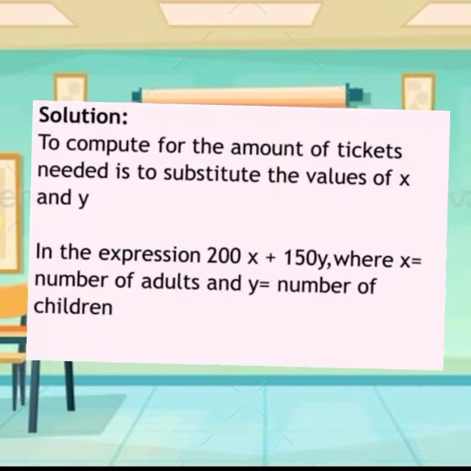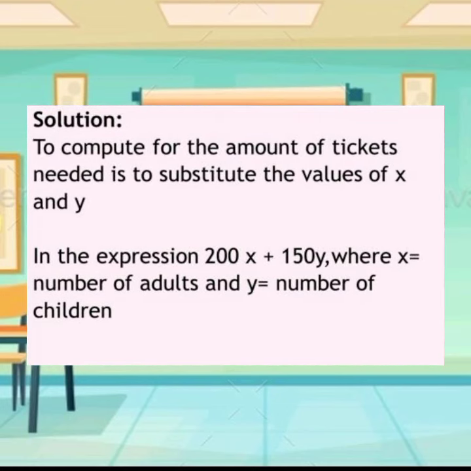To solve the problem, we need to compute the amount of tickets needed by substituting the values of x and y using the expression 200x plus 150y, wherein x is the number of adults and y is the number of children.